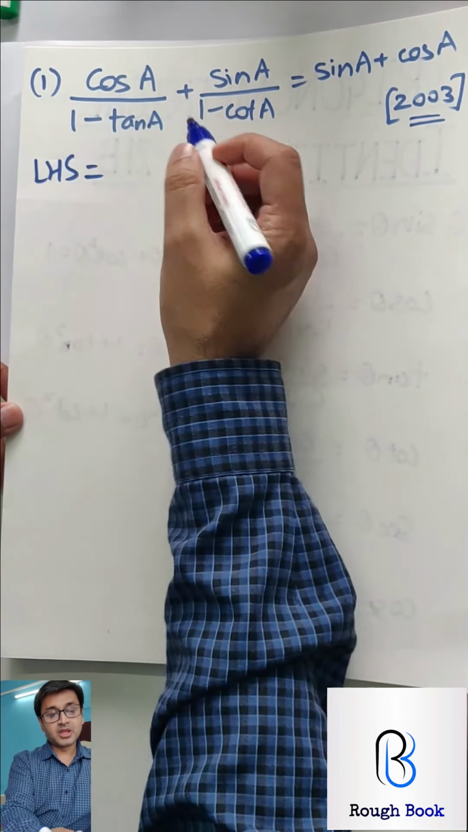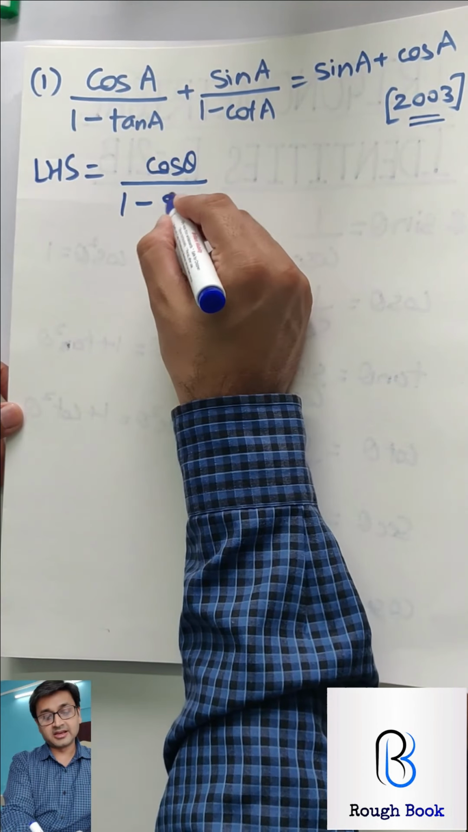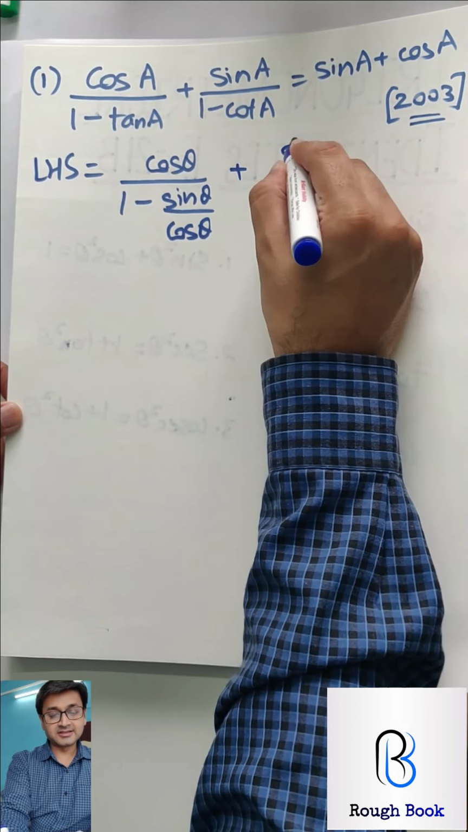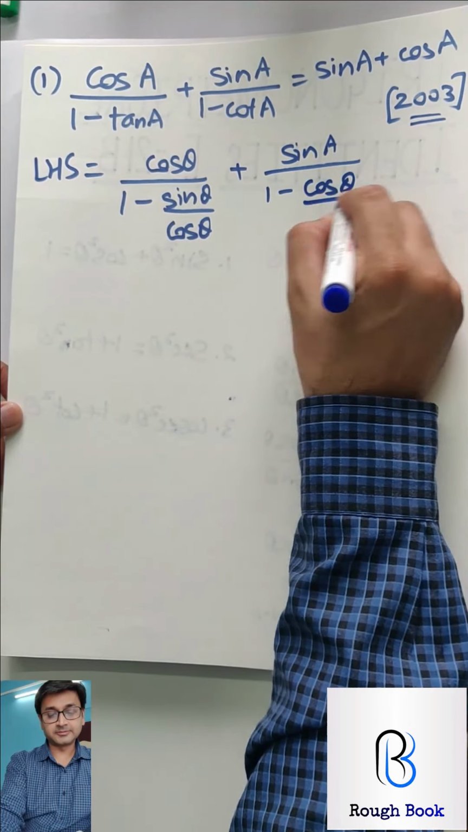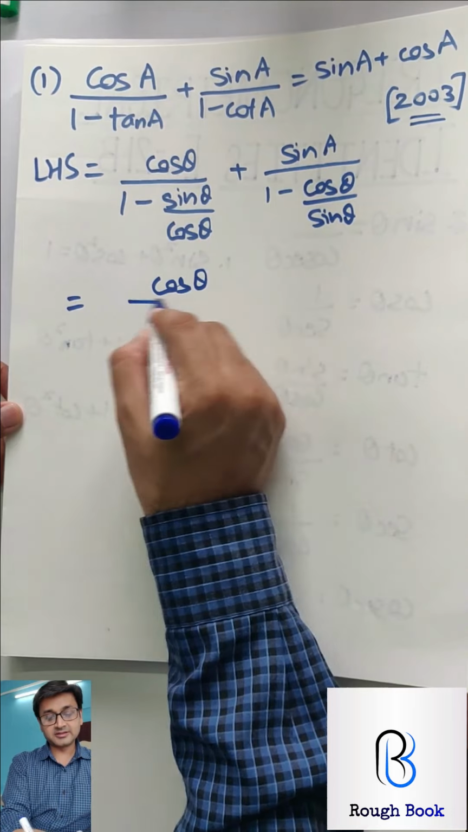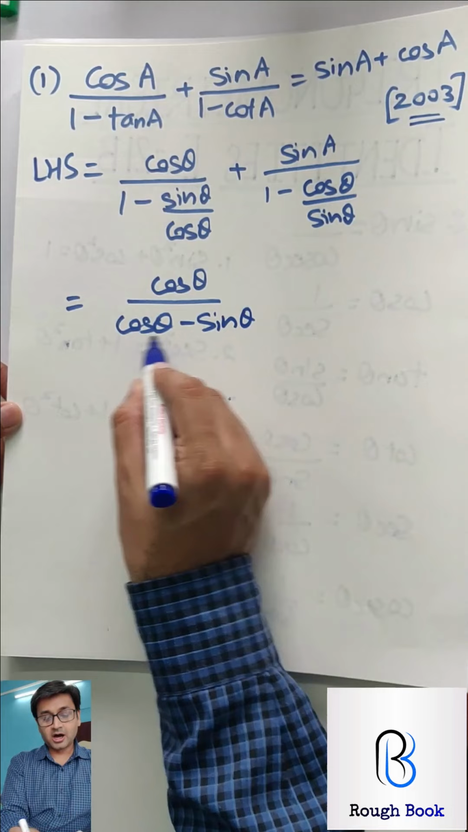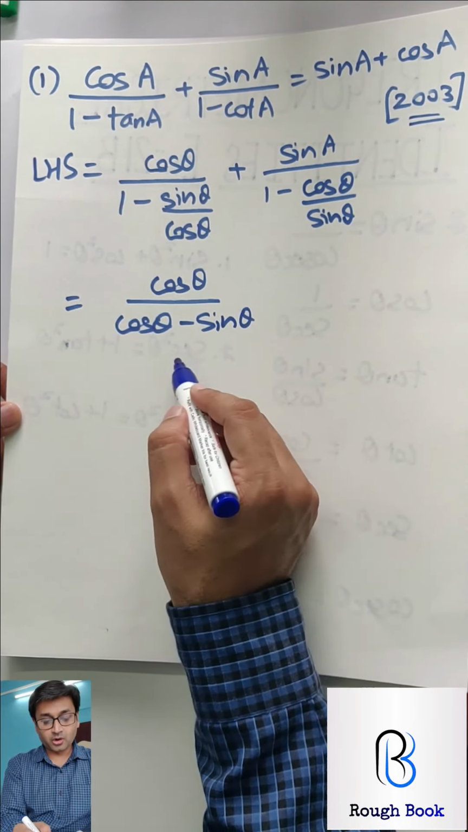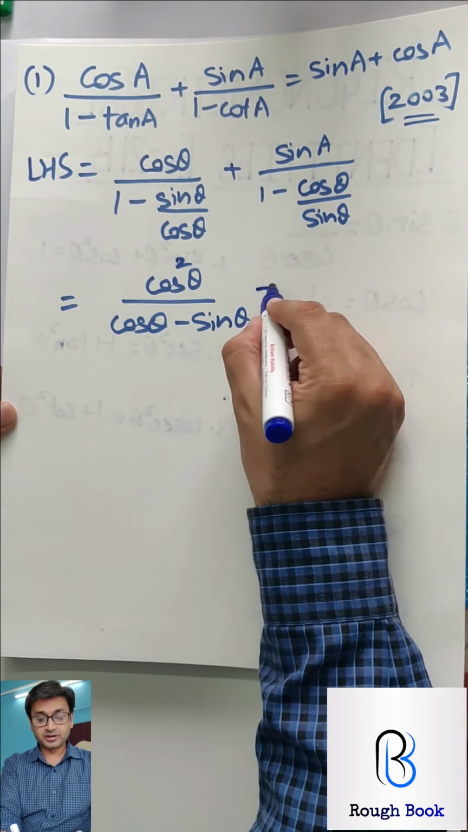So LHS: cos stays cos, 1 minus tan, which is sine upon cos. Likewise, sine as it is, 1 minus cot, which is cos upon sine. So we reached here. Further, cos stays as it is. Here, taking the LCM, I will get cos minus sine upon cos. The denominator goes up, so this upon cos will go up. Cos into cos will become cos square. Do you understand this? Great.